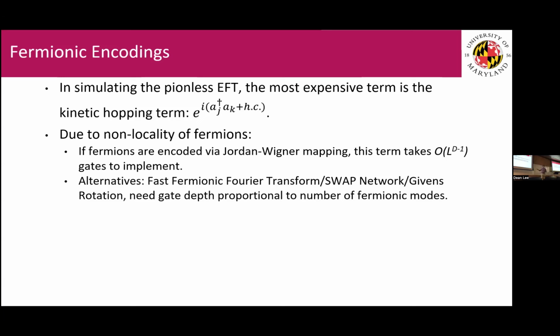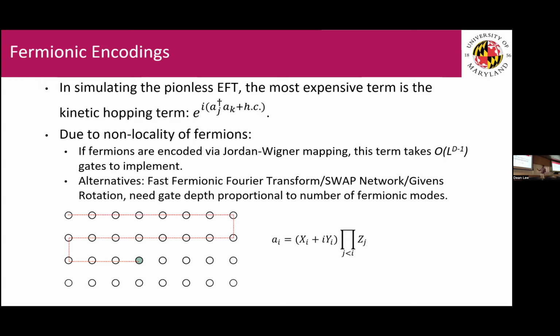The most typical one that some of you might have seen before is called the Jordan-Wigner mapping. This encodes my local creation or annihilation operator on a lattice with lattice dimension L in D dimensions with an operator that has size L to the power D minus 1. This is a pretty big operator to deal with, and therefore it makes it very expensive to implement on a quantum computer. Big operators are expensive to implement. There are alternatives, like the fast fermionic Fourier transforms, swap networks, and Givens rotations, but I'm not going to go into that.